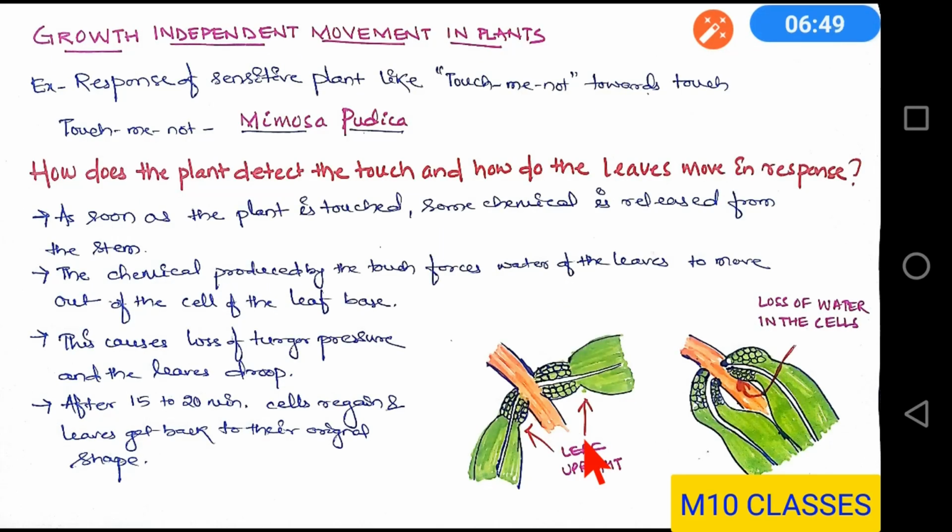Now, growth independent movement in plants. So for example, response of some sensitive plants like touch me not towards touch. Now touch me not, its scientific name is Mimosa pudica. Now how does the plant detect the touch and how do the leaves move in response?